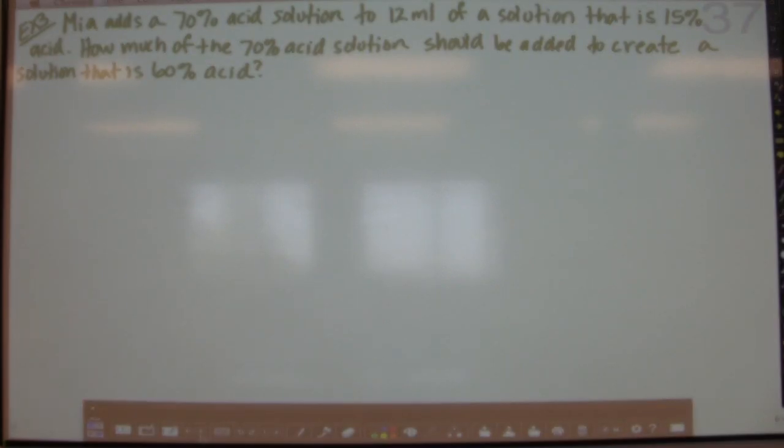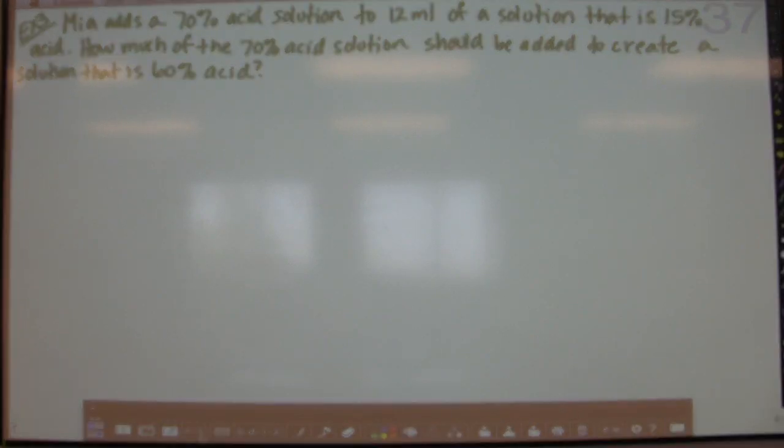And so here we're going to start with a mixture problem. It says Mia adds a 70% acid solution to 12 milliliters of a solution that is 15% acid. How much of the 70% acid solution should be added to create a solution that is 60% acid?